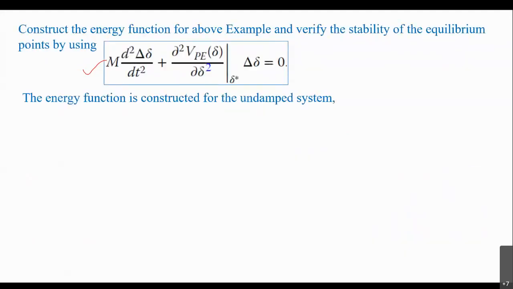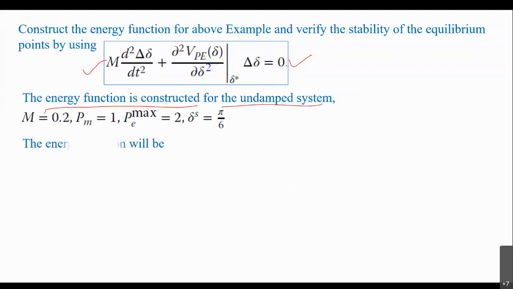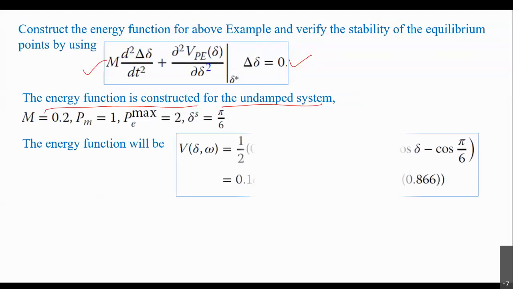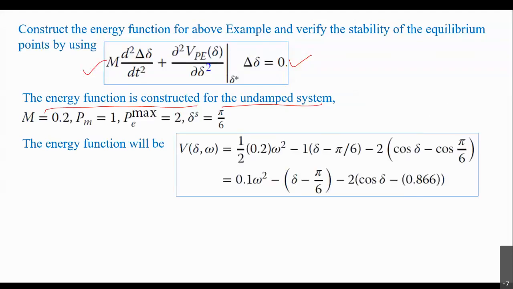Now we match with the eigenvalue analysis. In the eigenvalue analysis, we found that at the stable equilibrium point the system is stable, and at the unstable equilibrium point the system becomes unstable. Let us see whether the energy function approach gives the accurate result or not. We construct the energy function using the equation for an undamped system, so the damping effect we are neglecting here. This is the energy function.